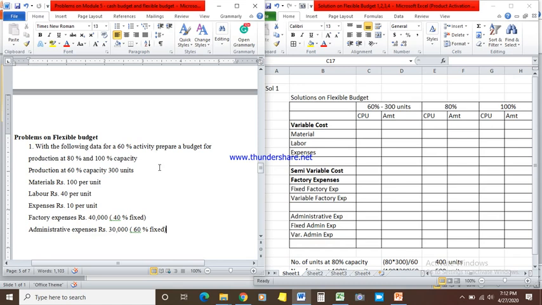and semi-variable cost. So the nature of variable cost is that the per unit variable cost is going to remain the same as the level of activity increases or decreases, but the total variable cost is going to vary accordingly. The nature of fixed cost is that the total fixed cost is going to remain the same for a given level of activity, so per unit fixed cost is going to vary. When it comes to semi-variable cost, a certain part of the semi-variable cost is going to remain fixed, and the other part is going to be of a variable nature.